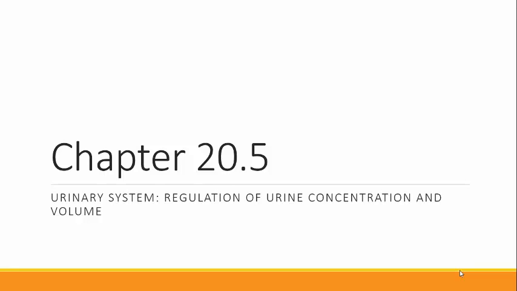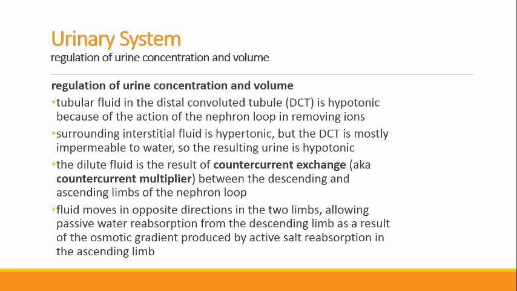Okay, so in the last two videos, we've looked at the mechanisms by which urine is developed along the pathway of the nephron tubule. Our job in this video is to understand what is happening along the way, how those mechanisms are interacting to produce the concentration and the volume of urine that we make. So here we get started.